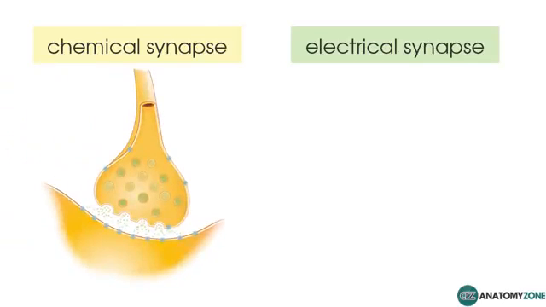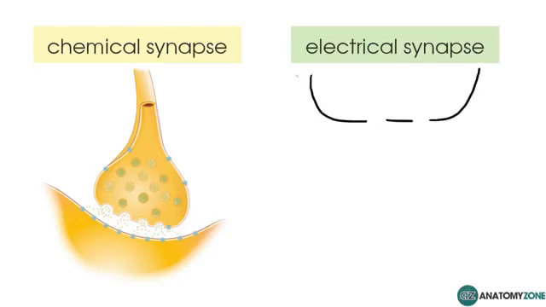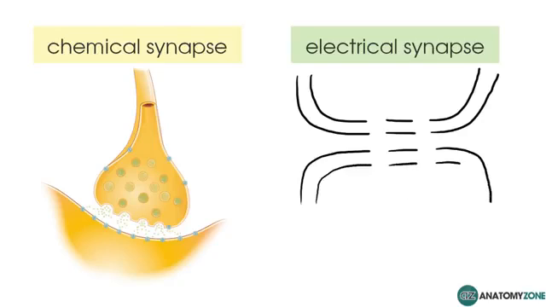So in a chemical synapse you've got a substance called neurotransmitter which is released from the presynaptic neuron and diffuses across a small gap to bind to receptors on the postsynaptic neuron. An electrical synapse, on the other hand, actually has a direct connection between the two cells, and this direct connection is called the gap junction.